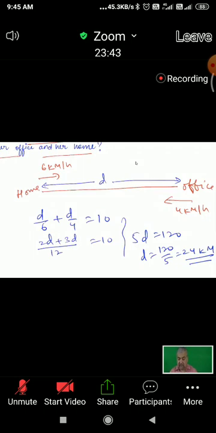Very simple question. I have just used time equals distance by speed. Surya Prakash, no issue. Try to go through the recording again and again and try to understand the logic, how questions are solved, how you have to think.